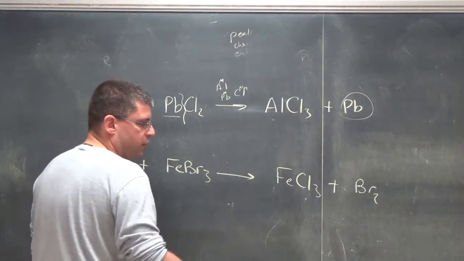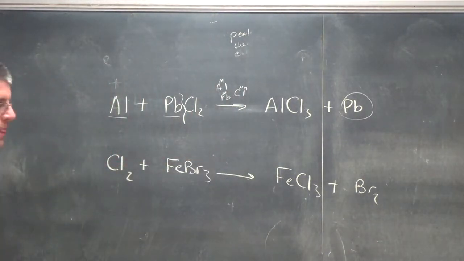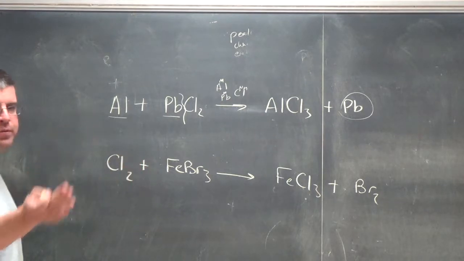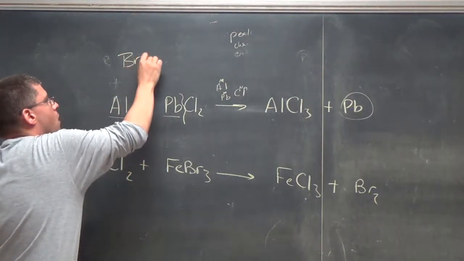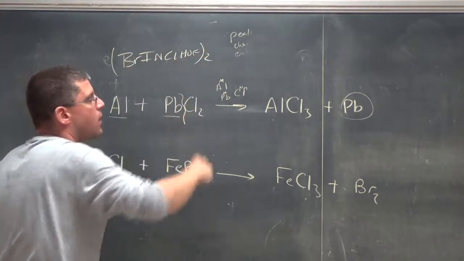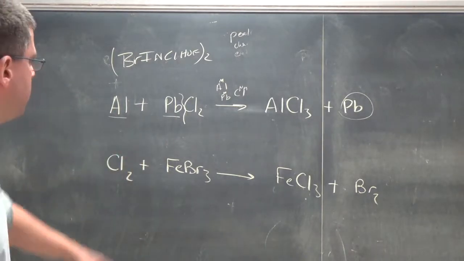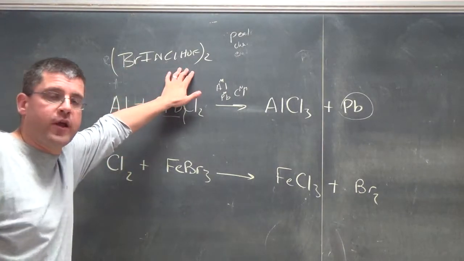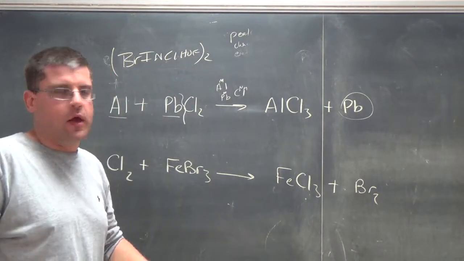Cl2 plus FeBr3 yields FeCl3 plus Br2. Okay, now, first off, what you should do on the top of all these predicting product things is write down Brinkelhoff. And you should not just know what Brinkelhoff is, you should conceptually understand why there's Brinkelhoff. Why are they diatomic? You know what we talked about?